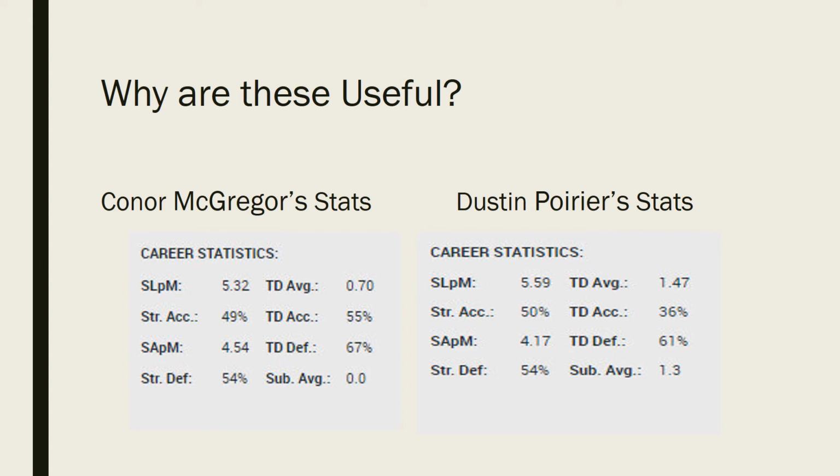Overall, comparing their statistics to each other, it can be seen that Poirier is superior in almost every aspect, sporting a higher strikes landed per minute, strike accuracy, strike defense, takedown average, and submission average, while also having a lower strikes absorbed per minute. McGregor has a higher takedown accuracy and takedown defense. That being said, it would be predicted that Poirier would win the fight. These statistics have proven true, as Poirier won their fight by a TKO in the second round.